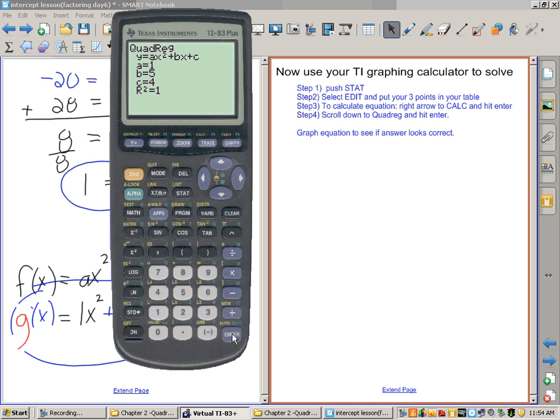Wait, how do you do it? Okay, so again, we go into stat. We hit edit. We type our 3 coordinates in there correctly, making sure you use the negative sign instead of a minus sign. Once you got them all in there, go back to stat, hit calculate, quadratic regression, hit enter, and voila. Amazing.